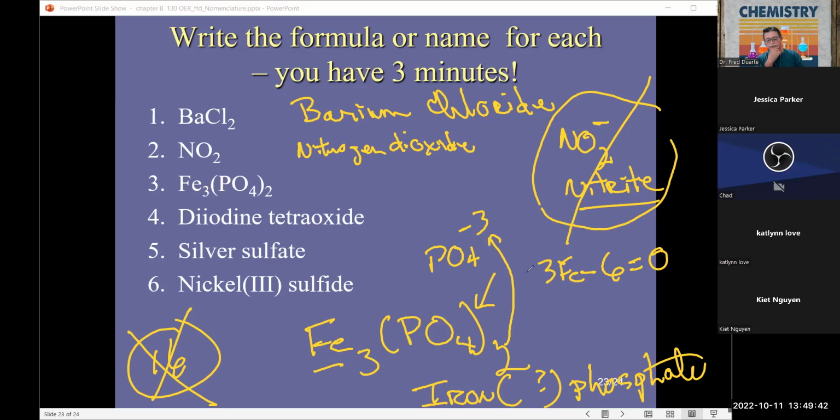So I can quickly generate this simple algebraic equation: 3 irons, because I got 3 irons, -6, because each phosphate is -3 and there's 2 of them, equals 0. So I need to solve for iron. When I do that, 3 iron is equal to +6. Divide through by 3, iron is equal to +2. So that means I'm going to use Roman numeral 2 here. So it's iron, parentheses, Roman numeral 2, phosphate.